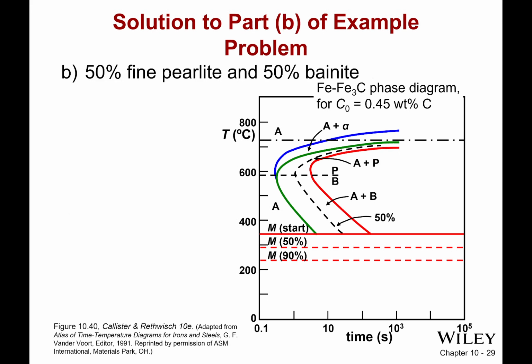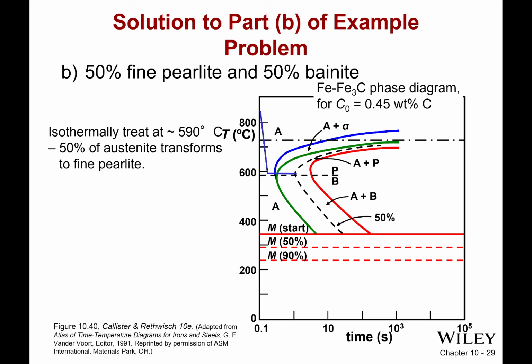Okay, so let's jump into them. So 50% fine pearlite and 50% bainite. So fine pearlite is when I'm closer to that line right there. So I want to get closer, probably around 600 degrees Celsius. They said 590. That's close enough, though. I'm going to stay there until I get to that halfway transformed time. So if I'm guessing, that is about a second. I'm not going to stay there very long.